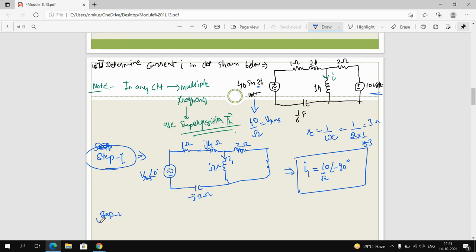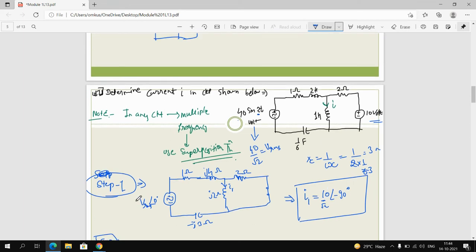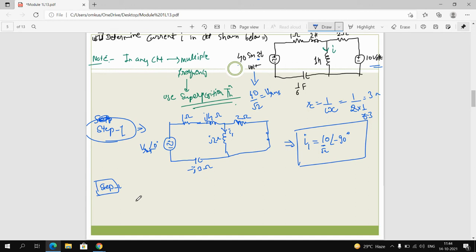Now in the second step you need to deactivate this AC source, and use the DC source here. So in the second step deactivate this and use this. So put all values here and solve it. Okay, so in the second step this is your circuit. So when you calculate this value in the second step, you will get the current here.